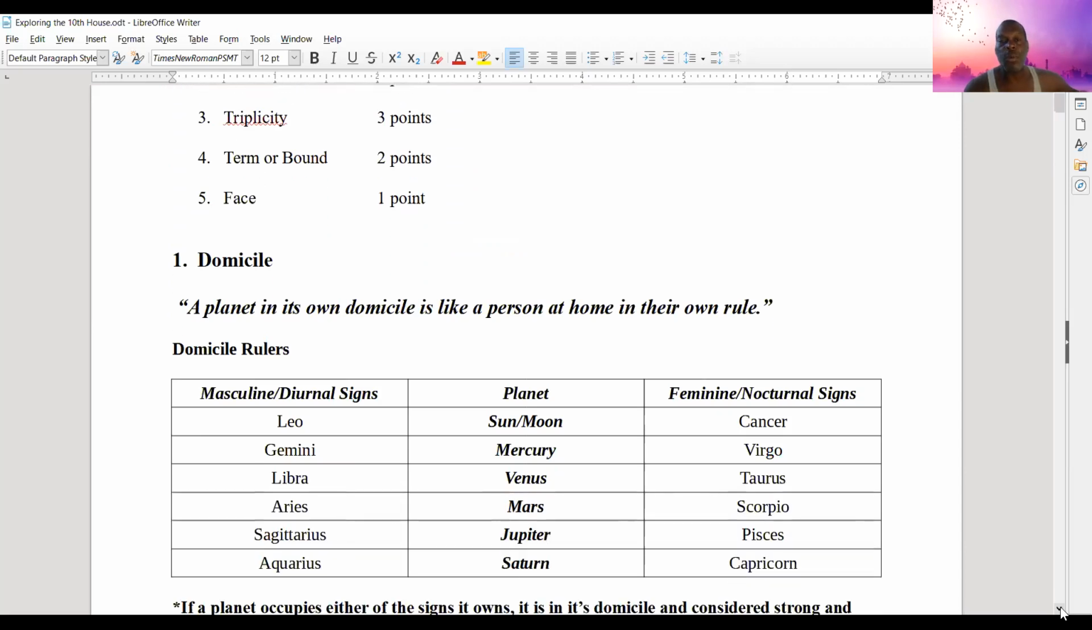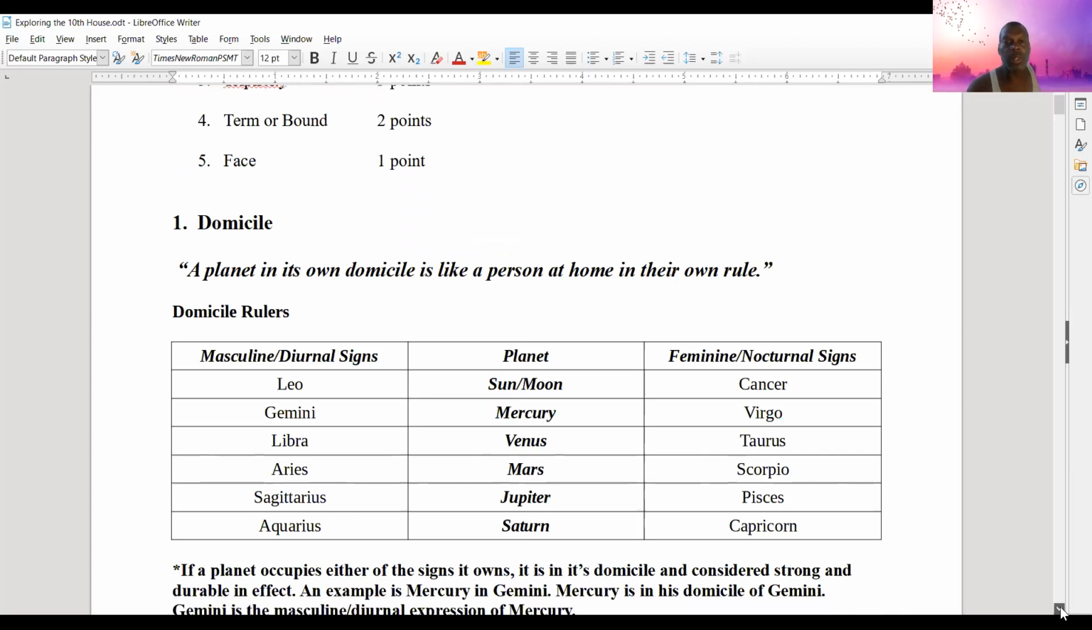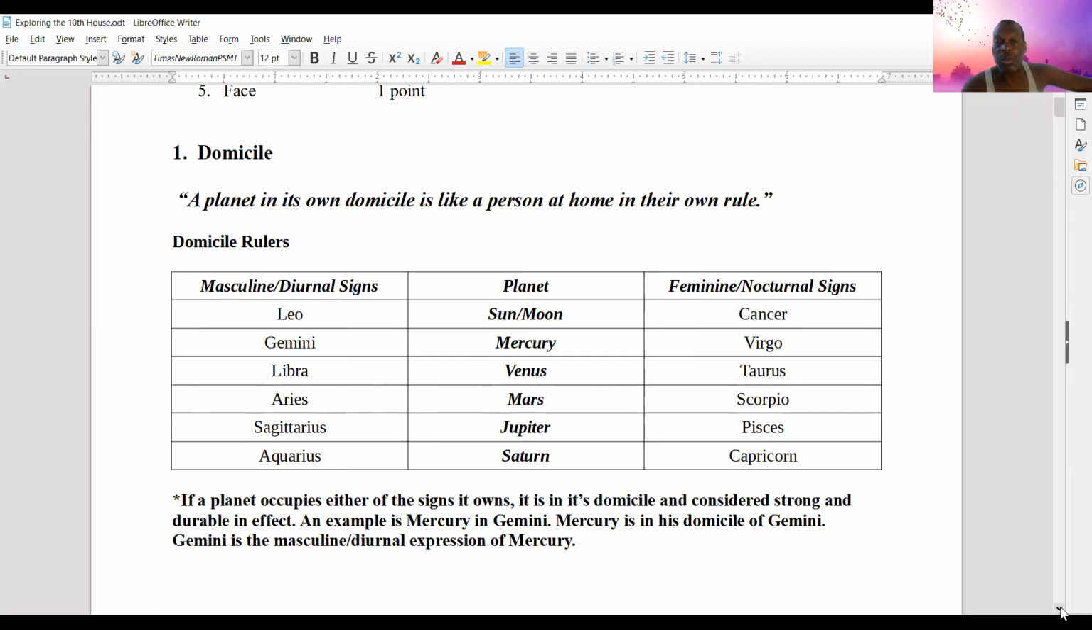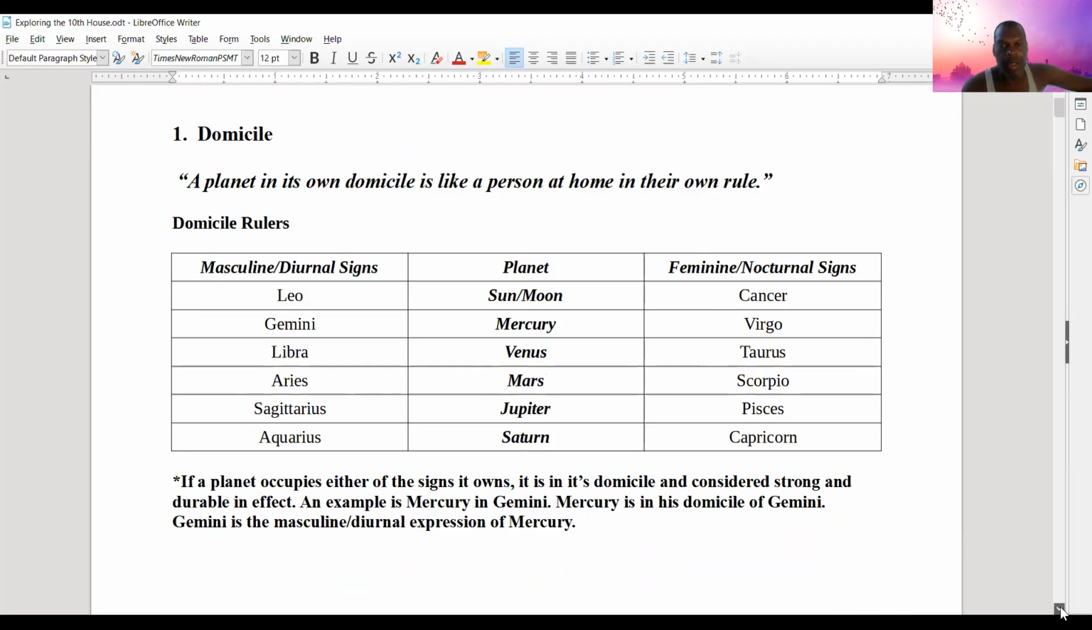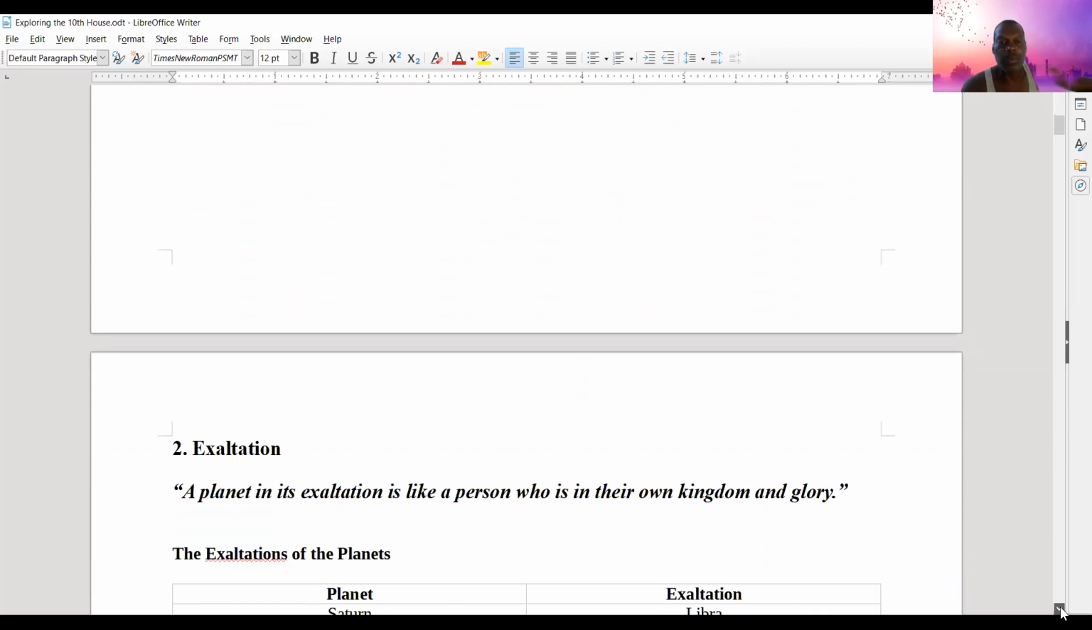So domicile, we've looked at this before. We've talked about the 6 androgynous pairs, which represent the signs as masculine and feminine aspects of planets. And so we don't really need to go through that too much, but as you see, a planet in its own domicile is like a person at home in their own rule. These are the domiciles of the planets. If you don't have that already, we're just going to go through this quickly.